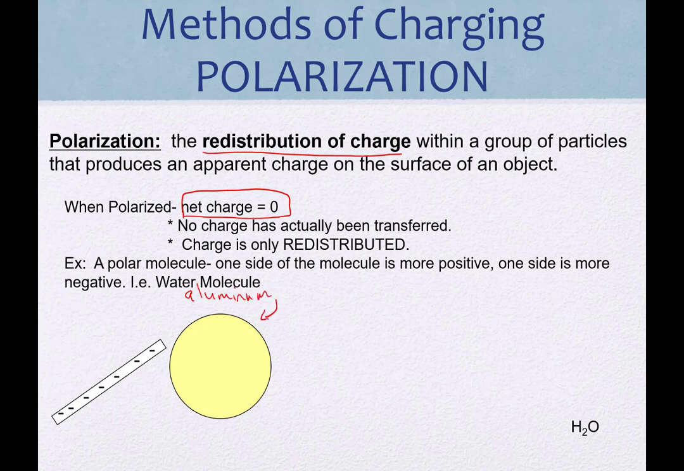So aluminum is a conductor, which means electrons can freely flow through it. Now, a neutral aluminum can is full of a bunch of electrons and a bunch of protons evenly distributed. But if we bring a negatively charged object near it, it's going to repel the electrons. So our electrons are going to move to the right, and we're going to end up with a bunch of electrons over on the right. Since we lost electrons on the right, we'll have excess protons on the left. So there's more positive charge on the left, more negative charge on the right.